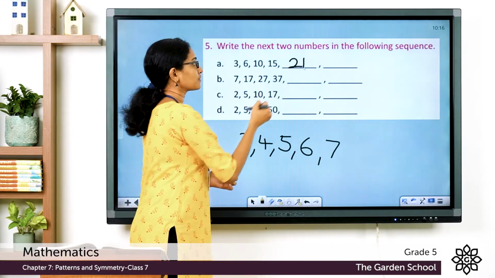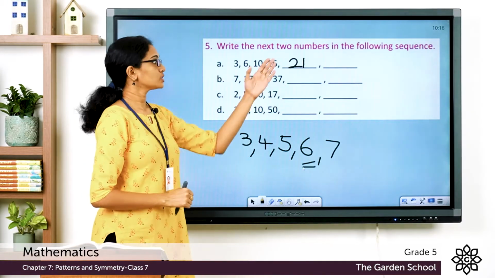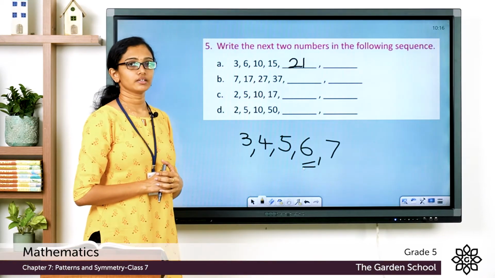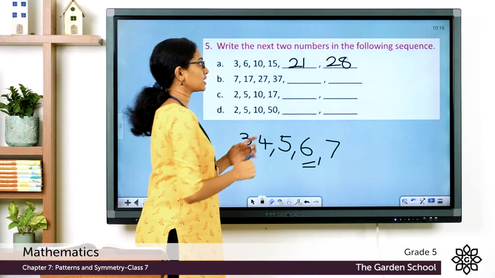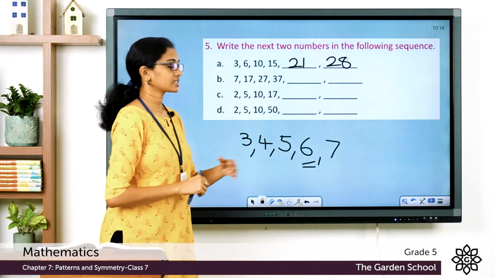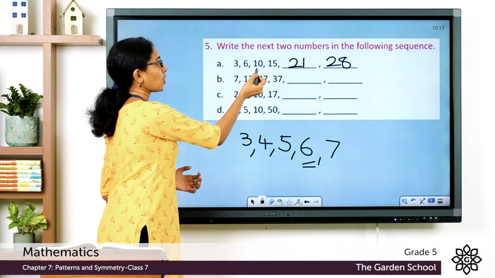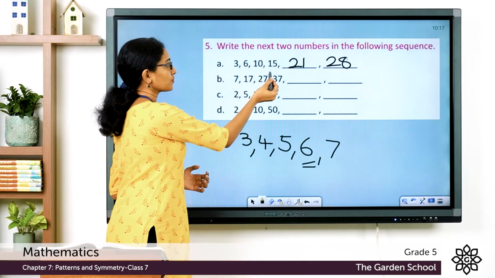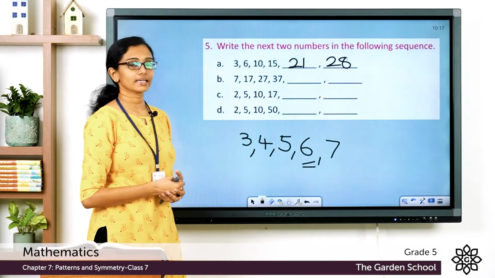See, the difference between 15 and 21 is 6. And the next number would be 21 plus 7, which would be 28. So the difference between 21 and 28 is 7. So here it is 3 plus 3, 6 plus 4, 10 plus 5, 15 plus 6, 21 plus 7. And it will go on like that.